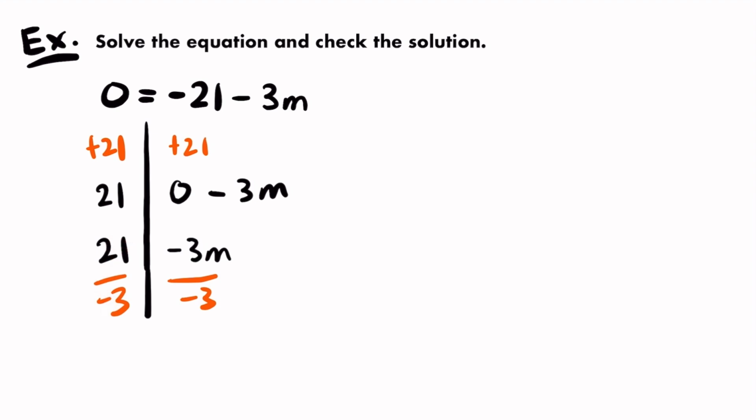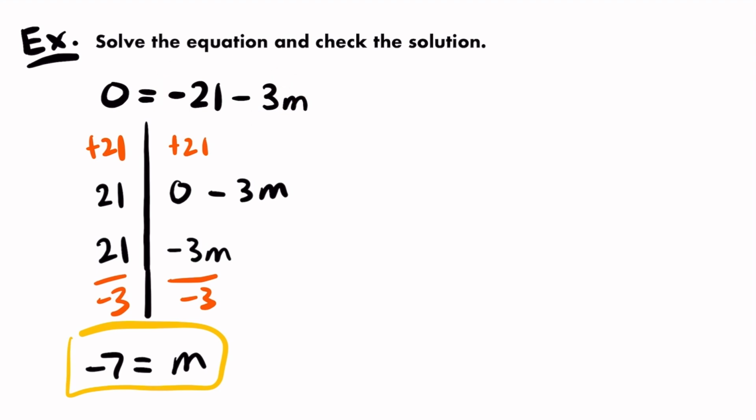21 divided by -3 would be -7. So we have -7 is equal to -3 divided by itself, which is 1, multiplied by m. So we just get m. So the solution here is -7 equals m, or you could read it as m is equal to -7. Okay, either way, we found that -7 is the solution to this equation.